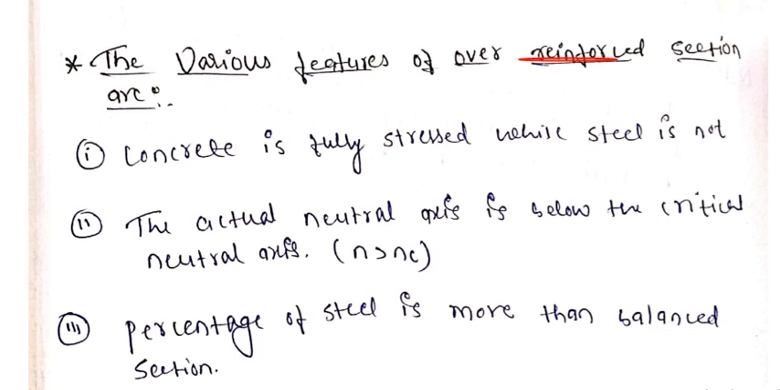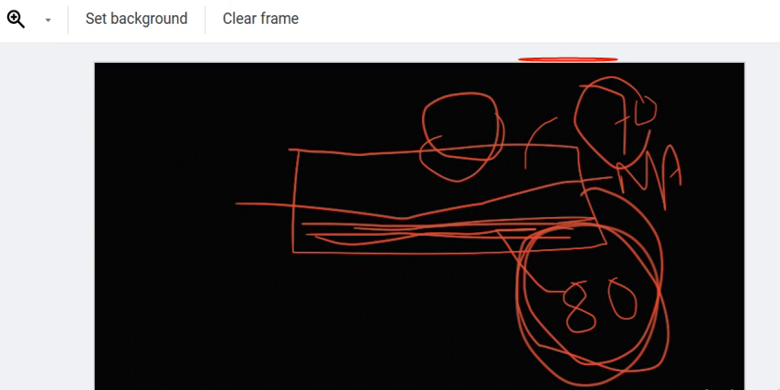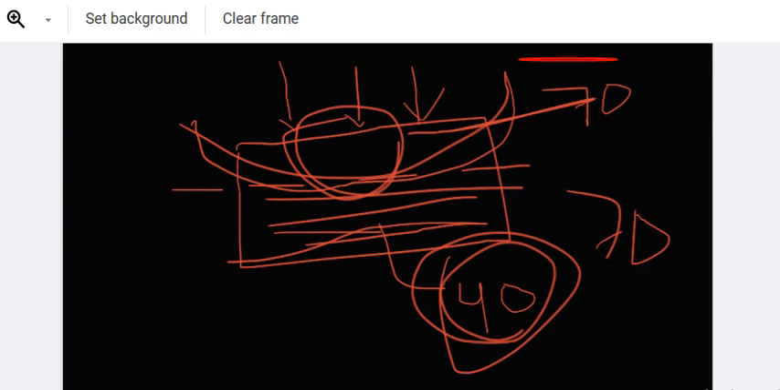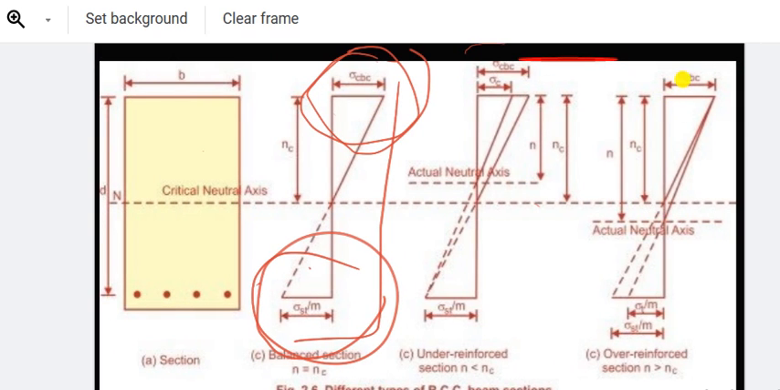Let's see some of its various features. Before seeing the features, let's see a practical example, as I have already explained. Friends, look at this diagram. Here the concrete reaches its maximum permissible compressive stress, but the steel cannot approach its maximum value. So here the failure always takes place from the compressive zone. In the compressive zone the concrete fails, and it fails suddenly.